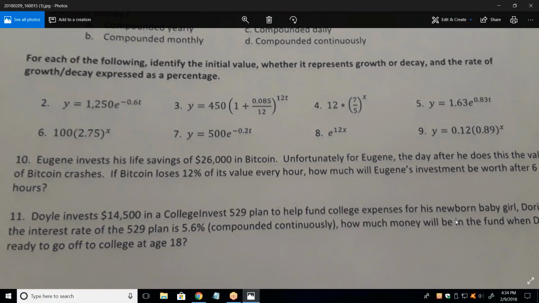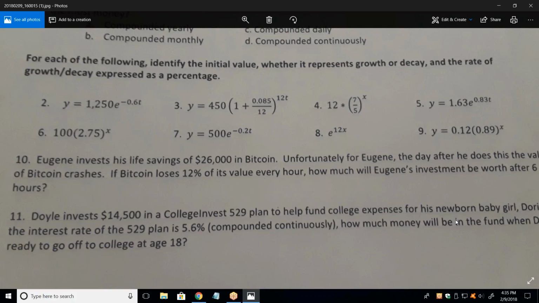Number 3, what's the initial value? 450. Is this growth or decay? Growth. What is the rate of growth? It's the number on top. It's the numerator. That's r. So 8.5%. Correct. How many times a year is it being compounded? 12. Okay.